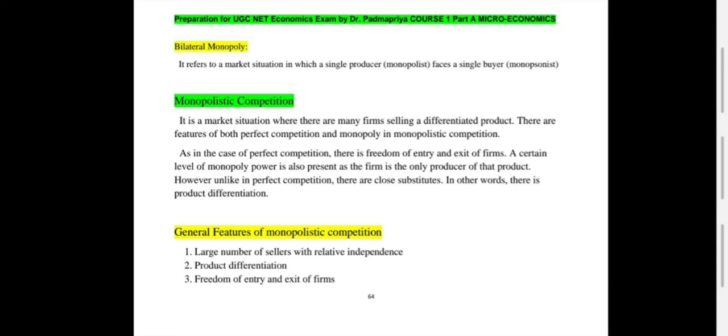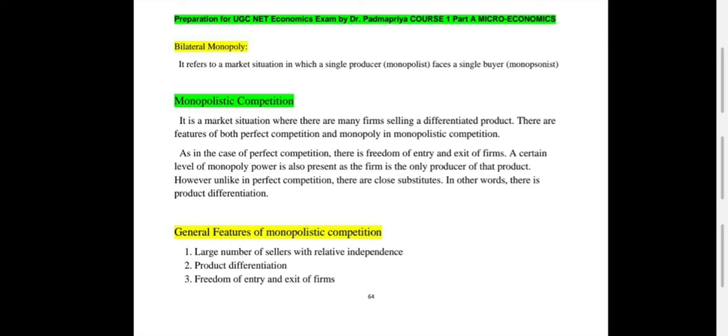So what are the features of monopolistic competition? There are a large number of sellers with relative independence. There is product differentiation. There is freedom of entry and exit of firms. Demand is elastic, but not too elastic. Patent rights and trademarks promote product differentiation. Advertisements promote product differentiation.